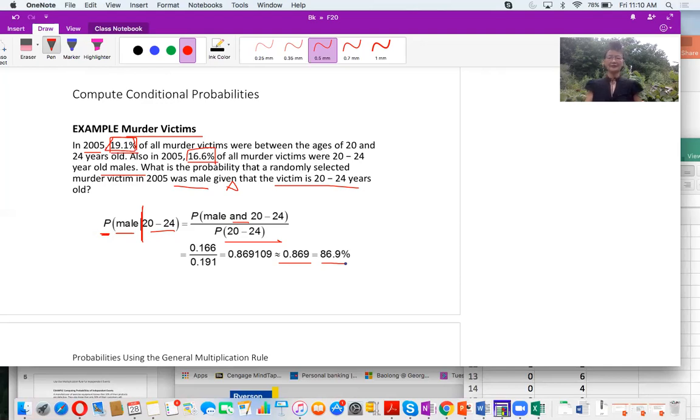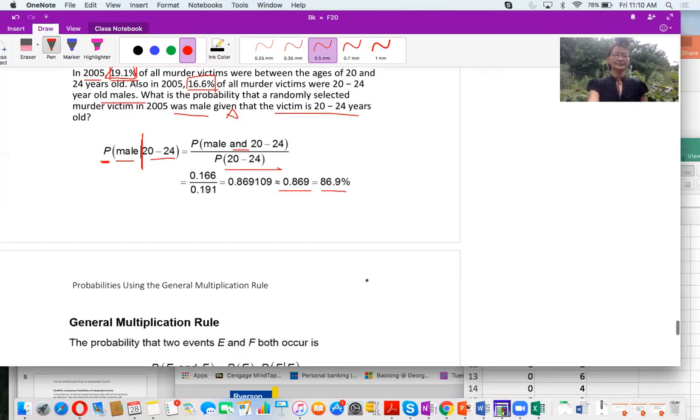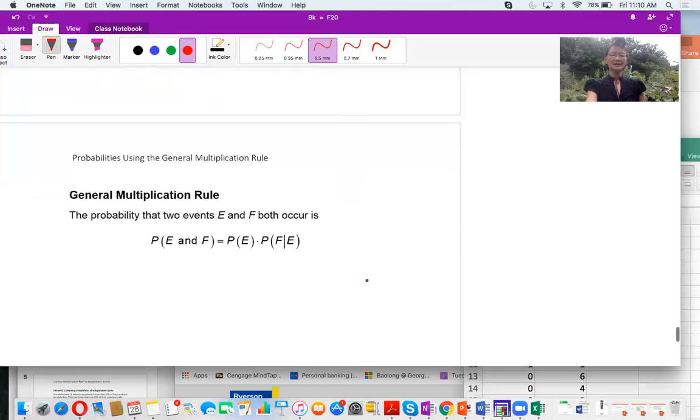Okay, so the final answer: the probability that a randomly selected murder victim in 2005 was male, given that the victim is 20 to 24 years old, is 0.869. All right.